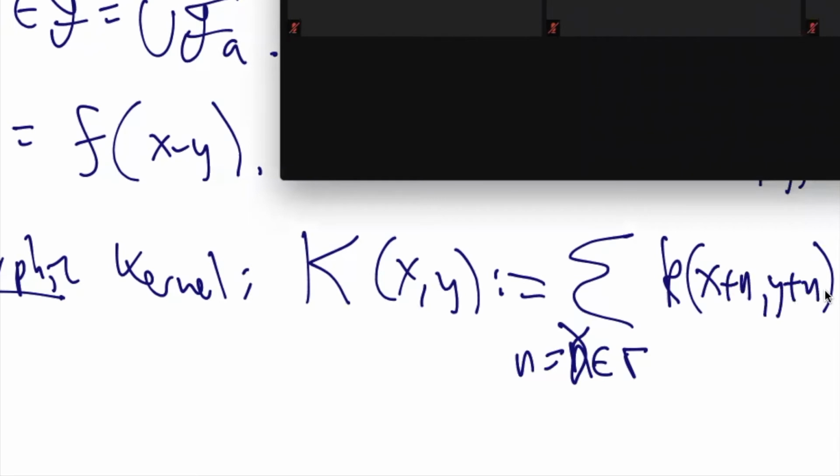That fixes it. I'm just adding k of xy infinitely many times. Gamma is an infinite group, so that doesn't work. So how do I get it to be invariant?